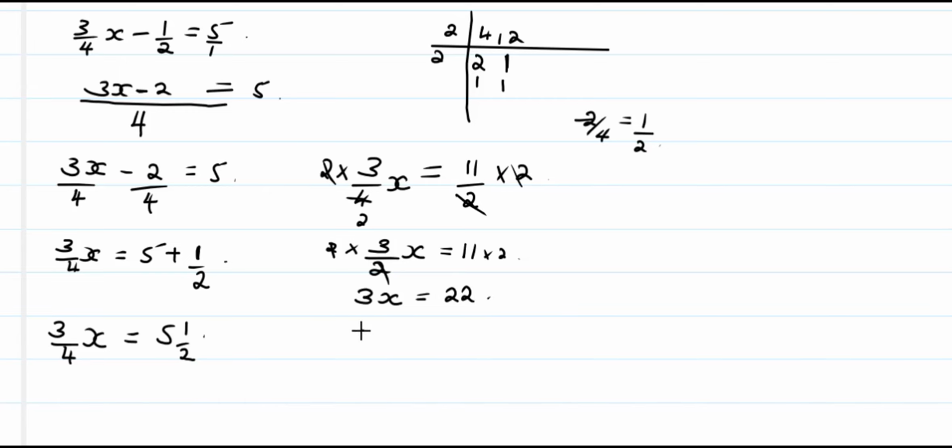Then, to get x, I can divide both sides by 3. If I divide by 3 here, it will be 3 over 3, which is 1. So it remains x is equal to 22 over 3. And that becomes the solution of this question.